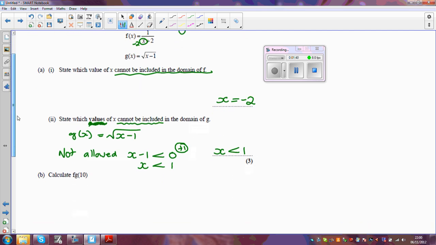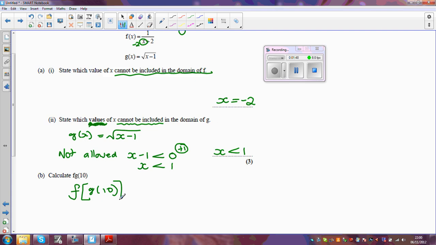Okay, next bit, we're trying to find fg of 10. And remember, this means that we find f of g of 10. So our first job is to find this, g of 10. Remember, we don't do anything with the f to start with. We just write f, and then we work out what g of 10 actually is.